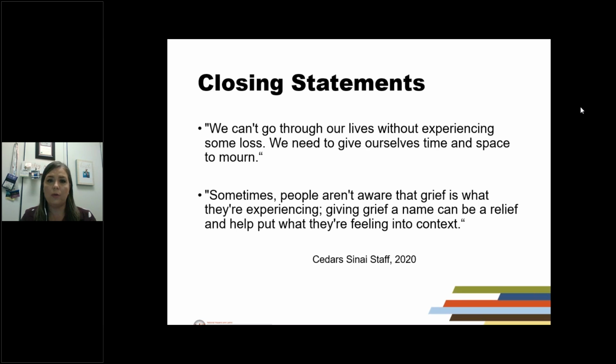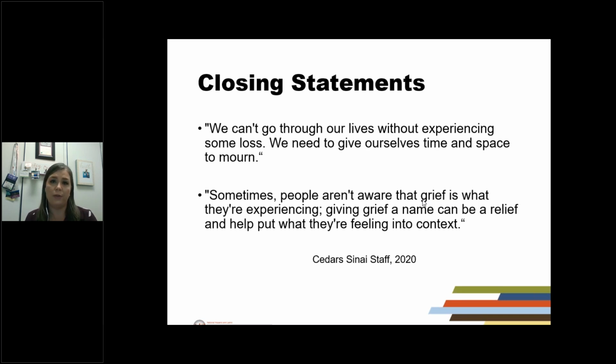Also, the second quote says that sometimes people aren't aware that grief is what they're experiencing. So giving grief a name can be a relief and help put what they're feeling into context. This goes hand in hand with what I was just explaining. Children, youth, or adults may be feeling intense emotions, may be feeling uncomfortable with themselves, and they don't know what's going on. And because they don't know what's going on, it's difficult for them to express. So sometimes they feel that they are strange, or that this is not normal.